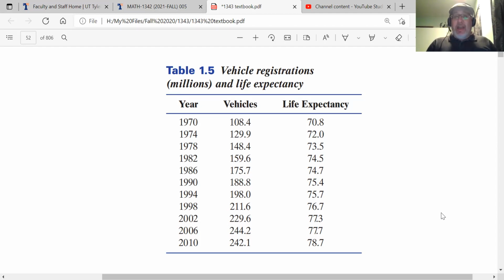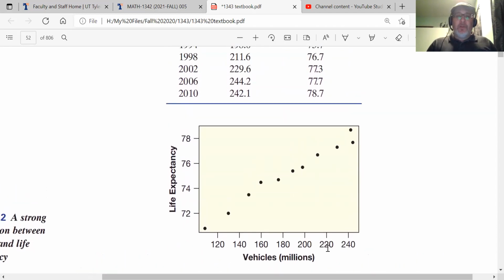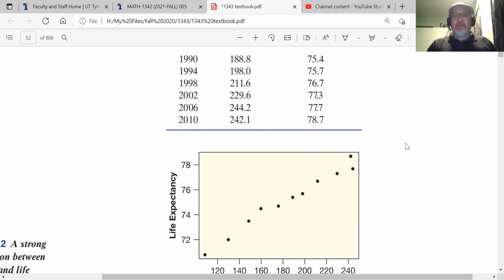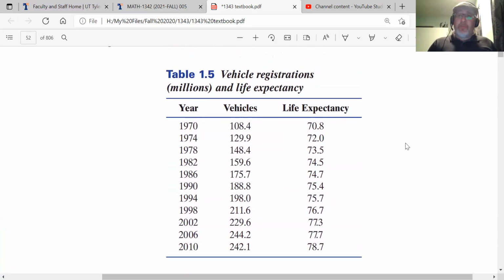If we were to do a scatter plot, which is just putting a bunch of dots on a coordinate plane, here's the vehicles in millions, here's the life expectancy, and it seems like as one goes up, so does the other. From an algebra perspective, we would say that the slope of this quote unquote line is positive. So clearly there's an association. One goes up, the other one goes up. But is it a causation?